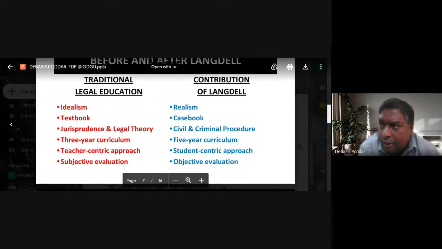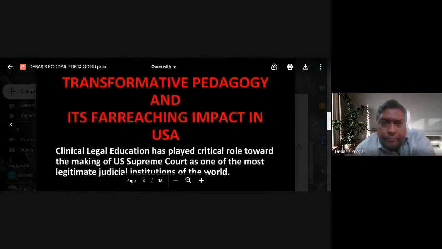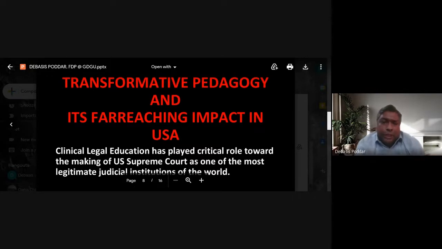That is, some code would be used, codification of answer scripts, etc. This was done for the first time, an experiment by Langdell, so that evaluation should be objective, not subjective as earlier. Nowadays this has advantages and disadvantages both, but the advantages are many. So this transformative pedagogy has had its impact.